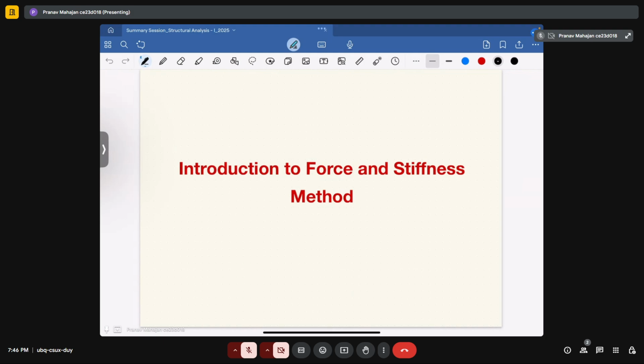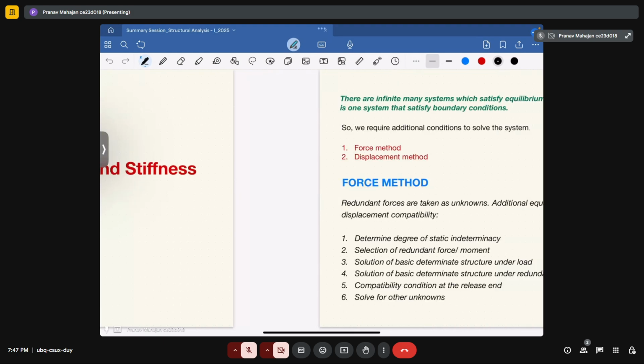Now we will solve the problems related to indeterminate structures. So for indeterminate structures, the basic concept you have to see is the degree of static indeterminacy. If the degree of static indeterminacy is coming out to be equal to 0, your structure is statically determinate. Whereas when the degree of static indeterminacy is coming out to be more than 0, then your structure is statically indeterminate. Okay.